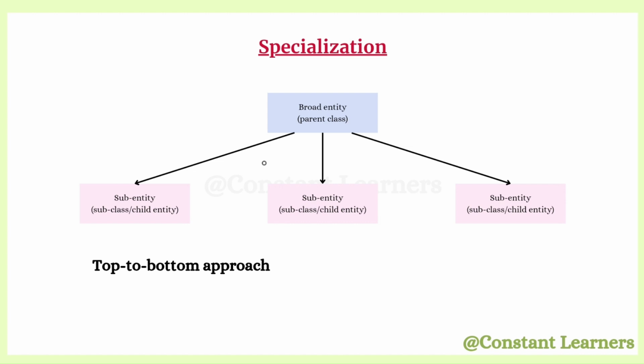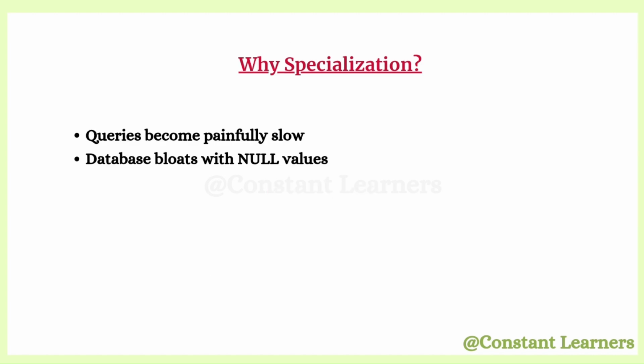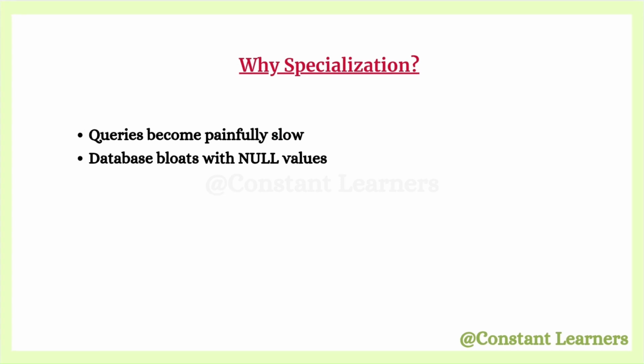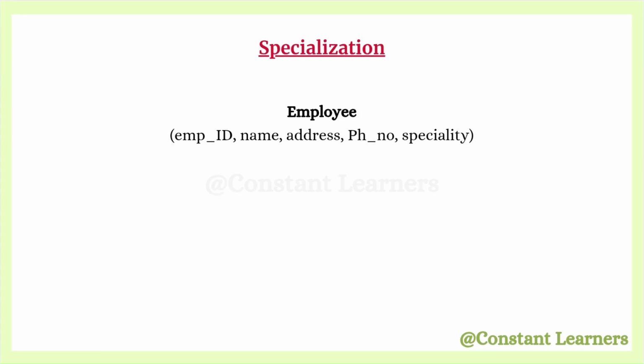Right? Now, without proper specialization, our queries become painfully slow. Right? And our database bloats with null values. For example, imagine a general entity employee. Without specialization, you might have one massive table with columns like employee ID, name, address, phone number, specialty, and so on, right? But there can be different employees working in a company. Some may be managers, some are engineers, admins, HR, and so on. And each of them have their own qualities that need to be stored in the tables.